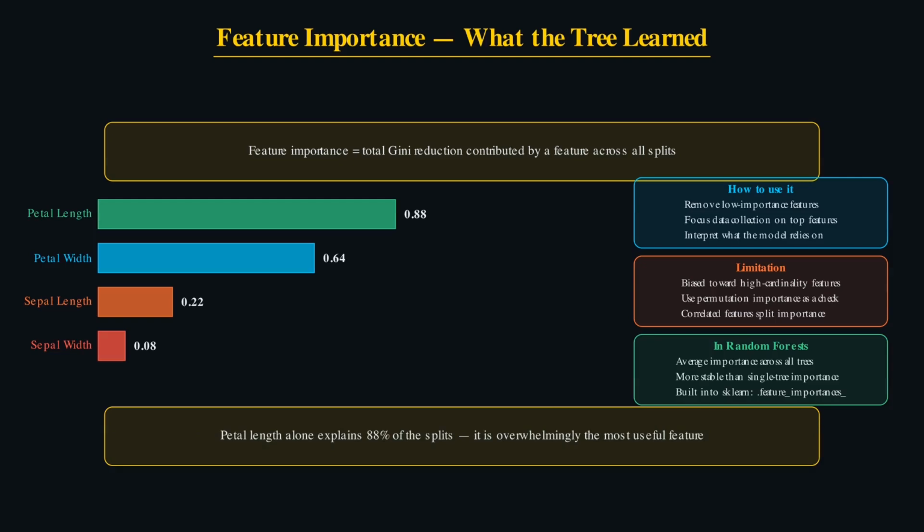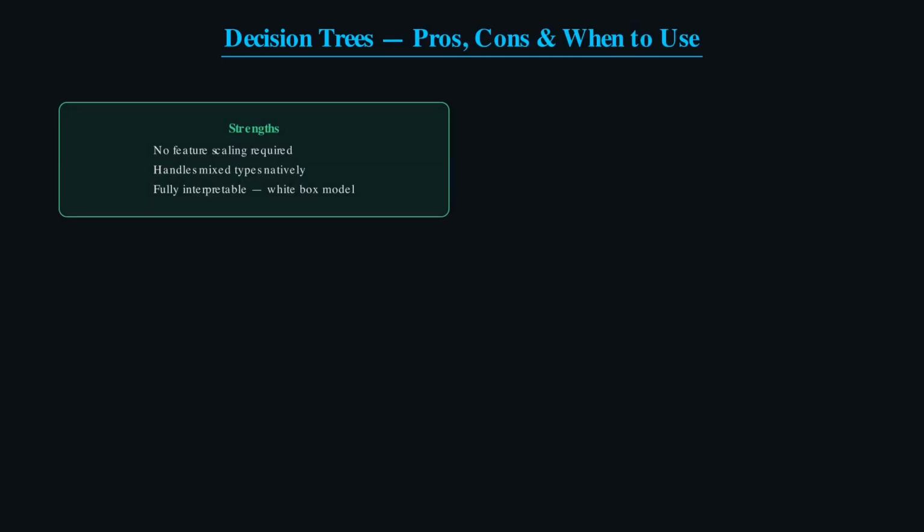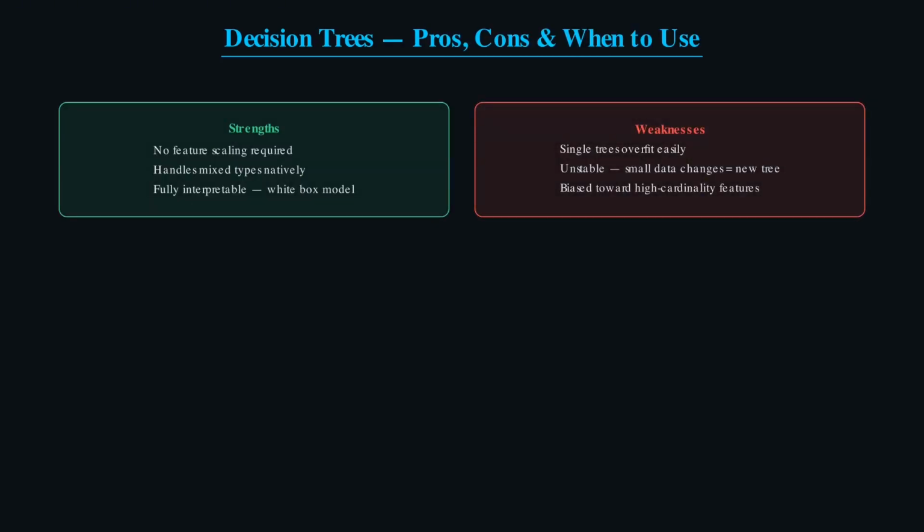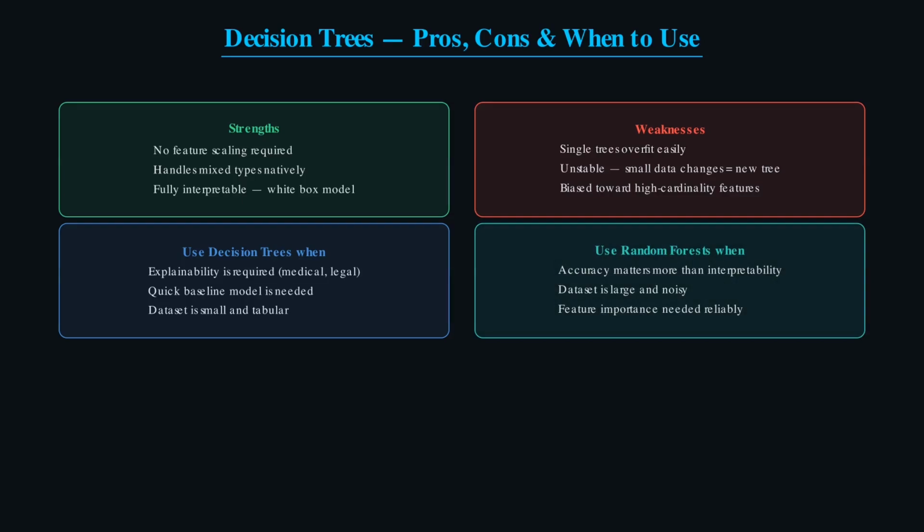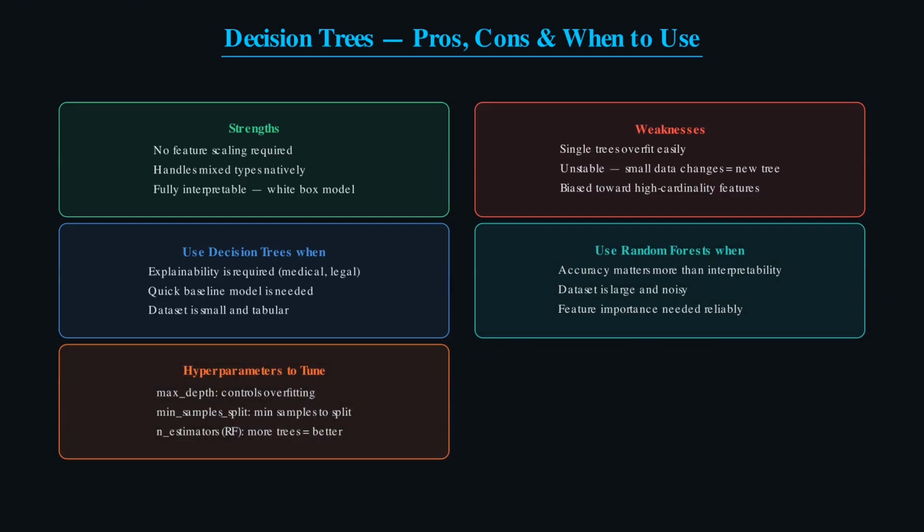The result is a diverse collection of trees that vote together. Classification takes the majority vote, regression takes the mean. Any single tree can be wrong, but the majority is far more reliable. The more trees you add, the more stable the predictions become.